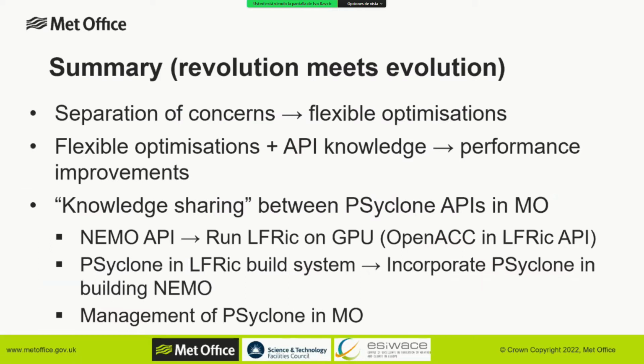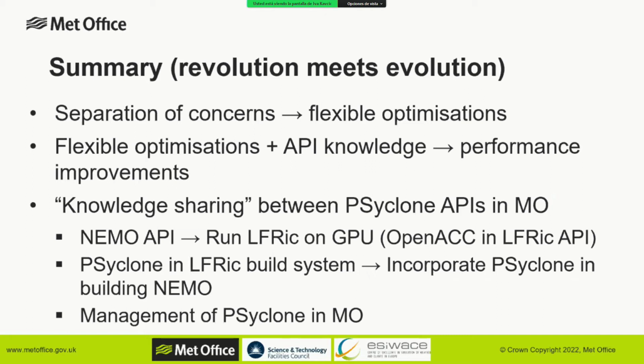So how do we proceed from here? I hope that I have shown that we can achieve flexible optimization using the PSyclone principle of separation of concerns. And I have some slides which are basically demonstrating that using the flexible optimization plus the knowledge from the API, we can show the performance improvement.